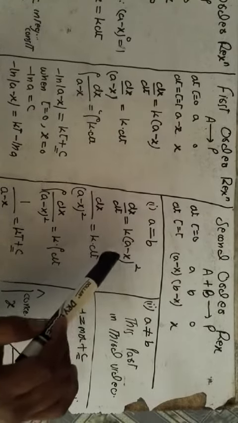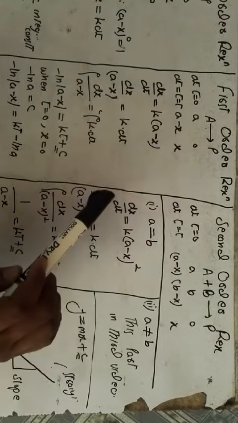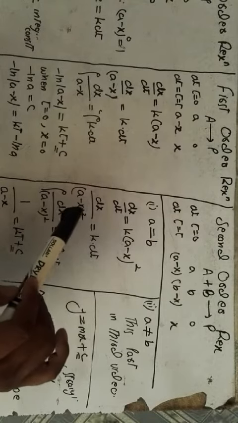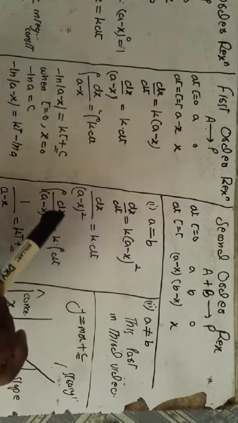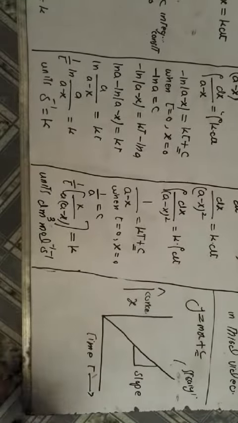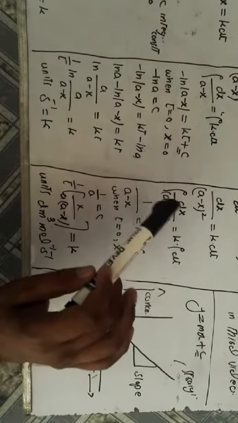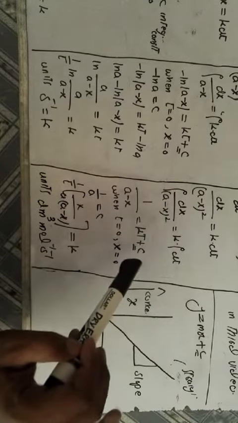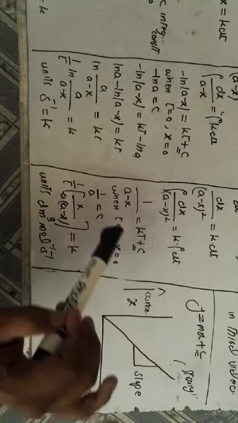On this side, (A minus x) raised to power 2 is multiplied with k. When we transfer it to the other side, it divides the dx. So dx over (A minus x) raised to power 2 is equal to k dt. Now we integrate this equation and put the integration sign on both sides. The answer of this integral will be 1 over (A minus x) is equal to kt plus c, where c is the integration constant, and now we determine the value of c by the initial boundary conditions.